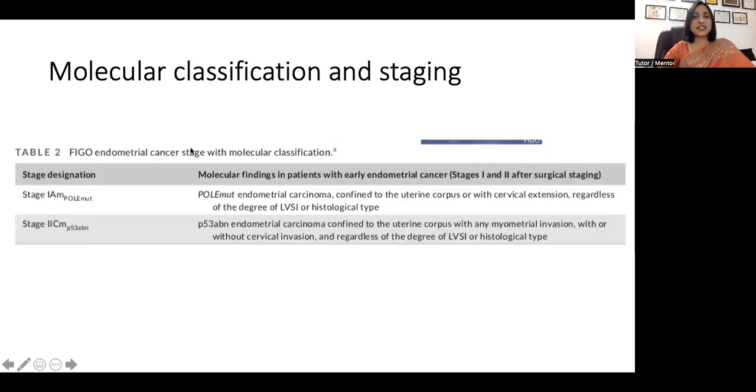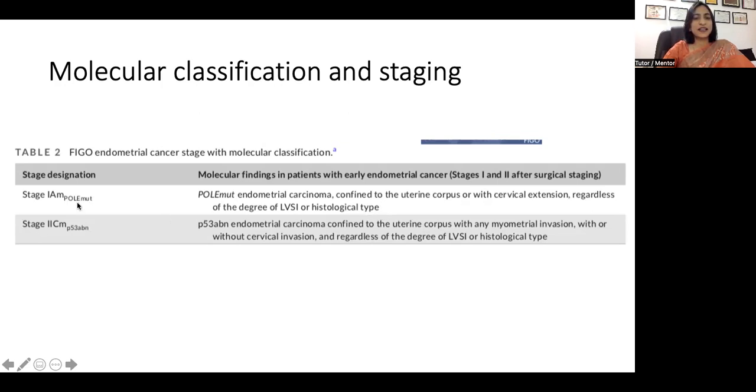Molecular classification and the staging. I told you that molecular classification can modify the staging. It can modify staging only of stage 1 and stage 2. If it is stage 3, whatever the molecular classification, POLE mutated or p53, the stage will not change. But in case of stage 1 and 2, the stage changes if a molecular classification is found. So if it is POLE mutated, you know that it has a better prognosis. So POLE mutated cancers involving the cervical stroma are not stage 2, like we discussed before. The staging will be downstaged to stage 1, and you will write it as 1Am POLEmut.